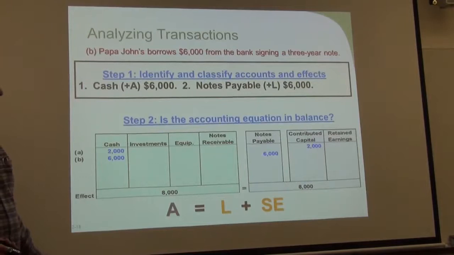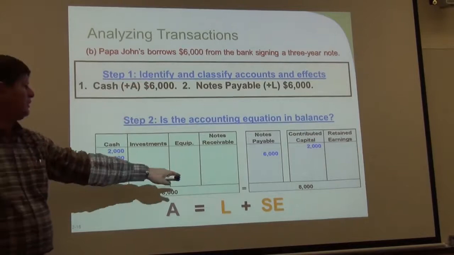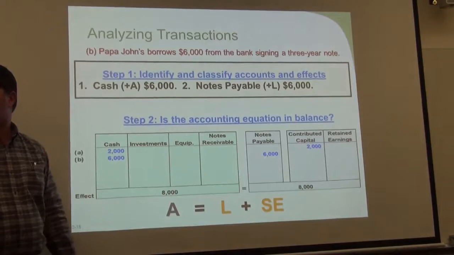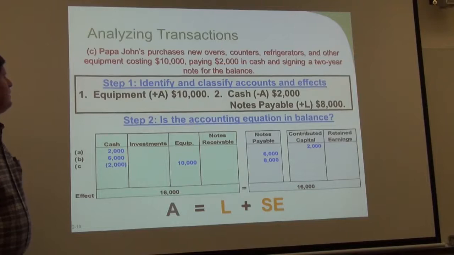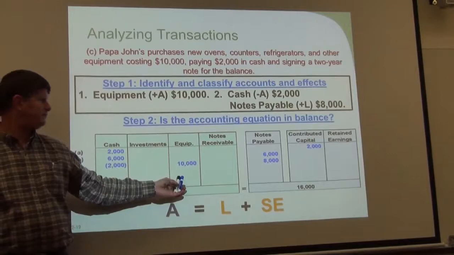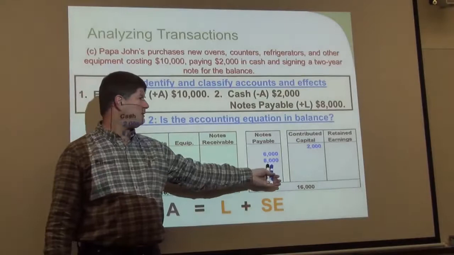Let's see. What did we do here? Oh, it tells us, otherwise I'd ask you. But look, notes payable goes up. This is a liability, and we got more cash. We went and borrowed money from somebody, right? You can tell right out of the gate. Here equipment goes up, so we bought some equipment. Cash has a decrease. We paid part of it in cash. We paid part of it in notes payable.